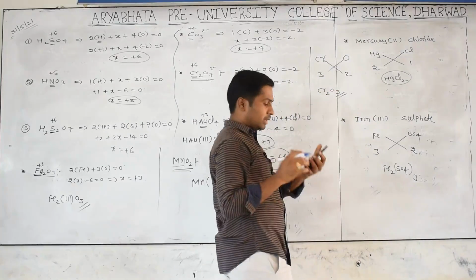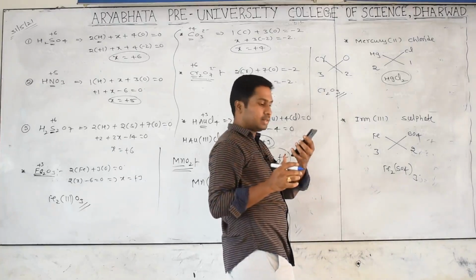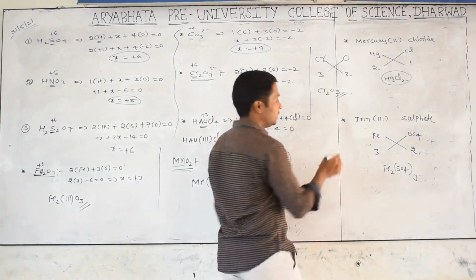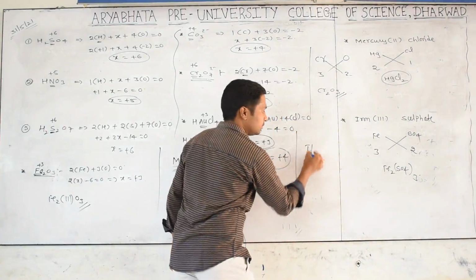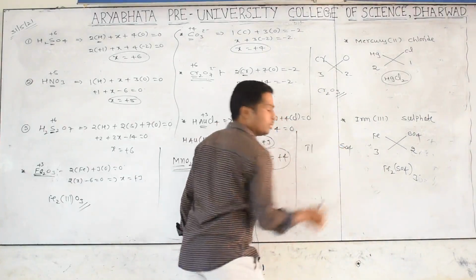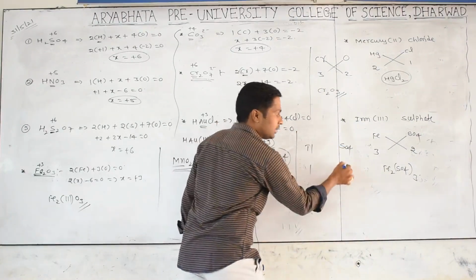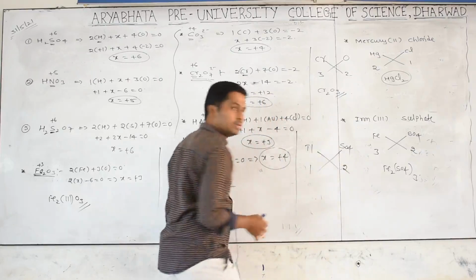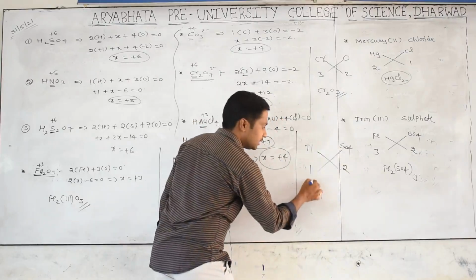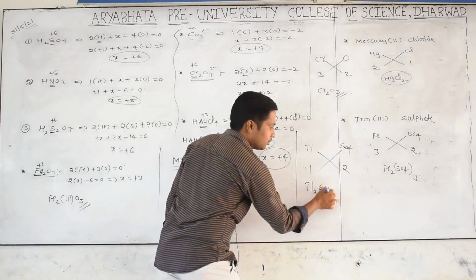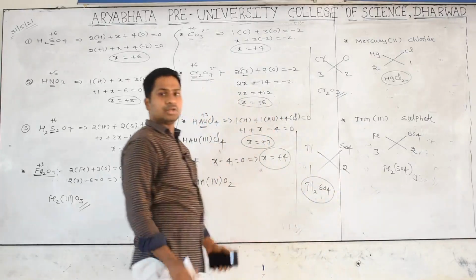Cr2O3. And one more, thallium sulfate, thallium(I) sulfate, thallium and sulfate SO4. Thallium 1, sulfate 2, do it. Cross. Thallium symbol Tl2 and SO4 we are getting. Are you getting it or not?